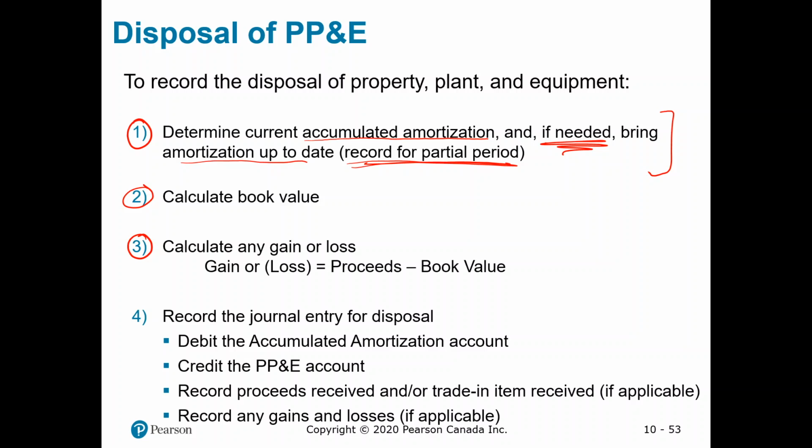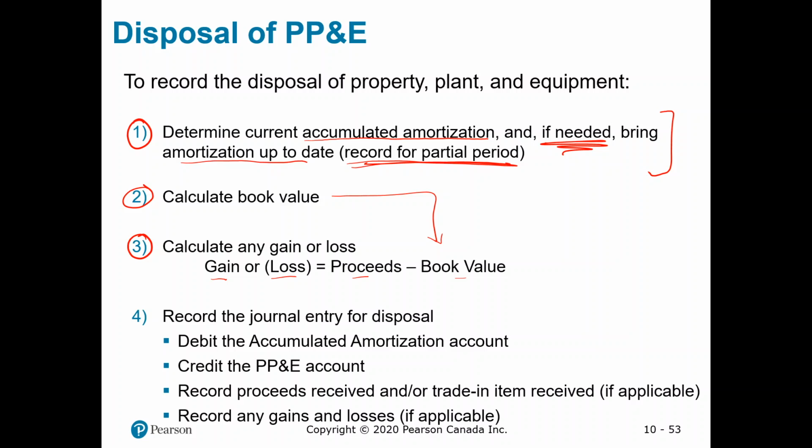So it's unlikely that, or not unlikely, but it happens where you sell or dispose of the asset and the proceeds that you get are not equal to the book value. So this is where you have what's called a gain or a loss on disposal. So you take what are your proceeds on disposal minus the book value that we calculated above. If you get a positive number, so you're selling it for more than the value on the books, that's a gain. If you get a negative, it's a loss.